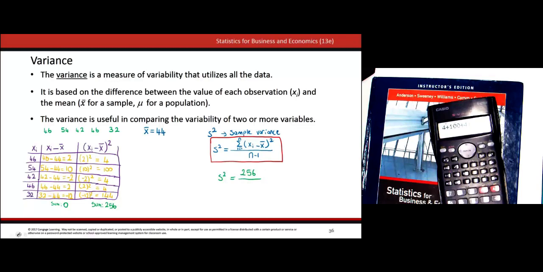What is n here? n is 5. Divided by n minus 1, which means 5 minus 1, which is 4. So then 256 divided by 4, which is 64, is the variance.